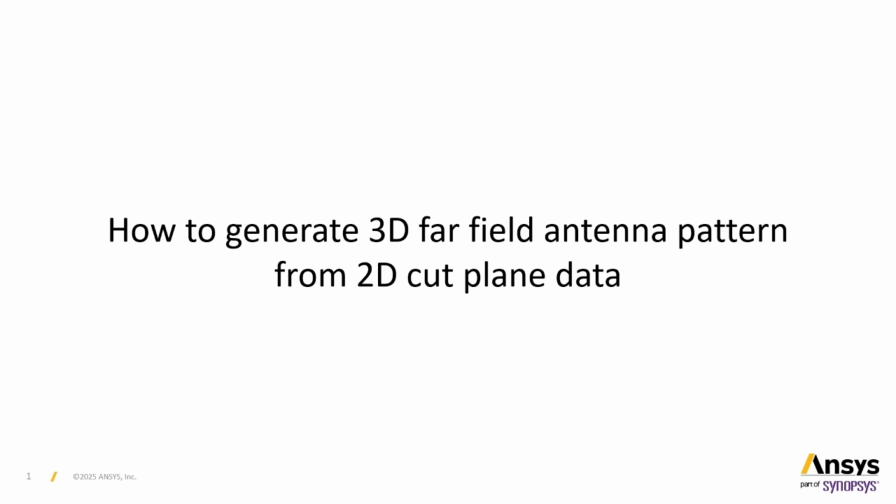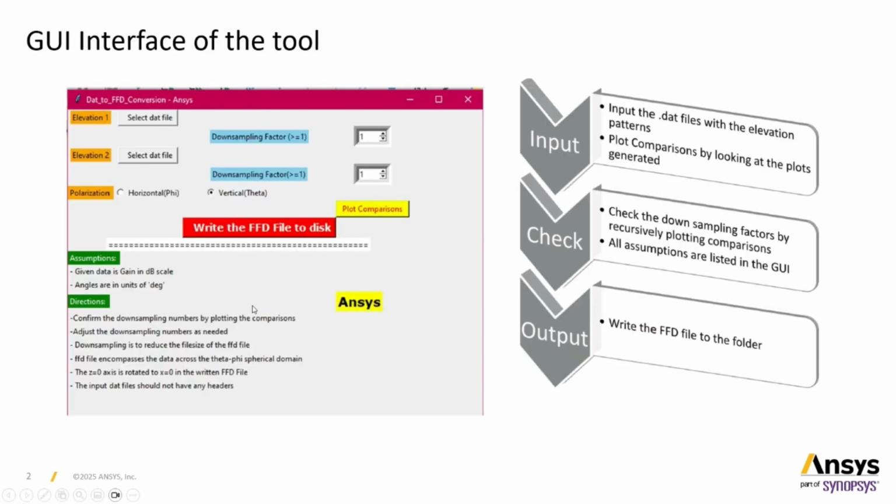So today we will see how to generate a 3D far field antenna pattern from 2D cut plane data. There is a Python code that we need to run in order to generate this 3D far field antenna pattern. This is the GUI of the tool. So after we run the Python script, this is how the GUI looks.